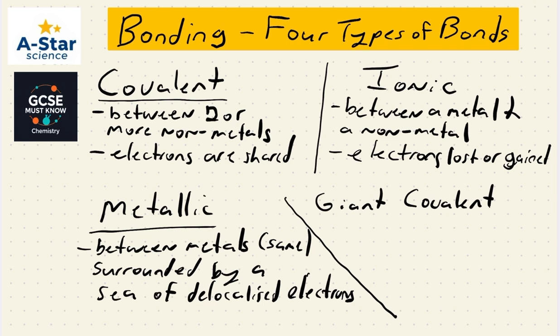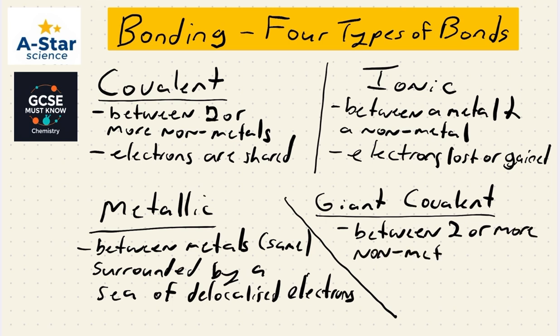Now, giant covalent is very similar to covalent. It is bonding again, like covalent, between two or more nonmetals. The difference is this is in a giant lattice. We're going to talk about what that is.